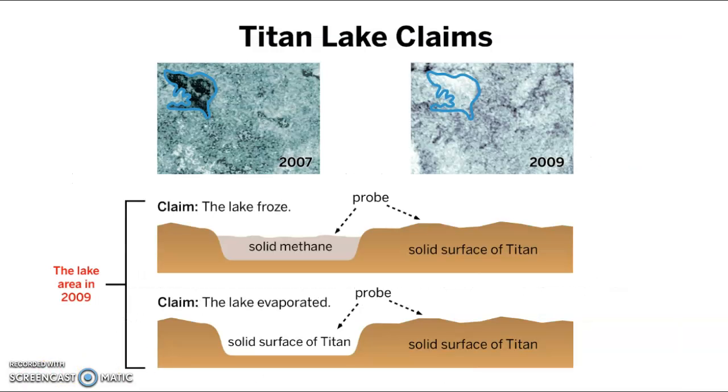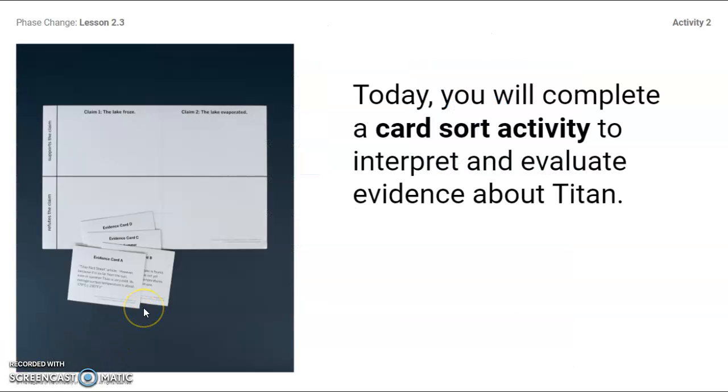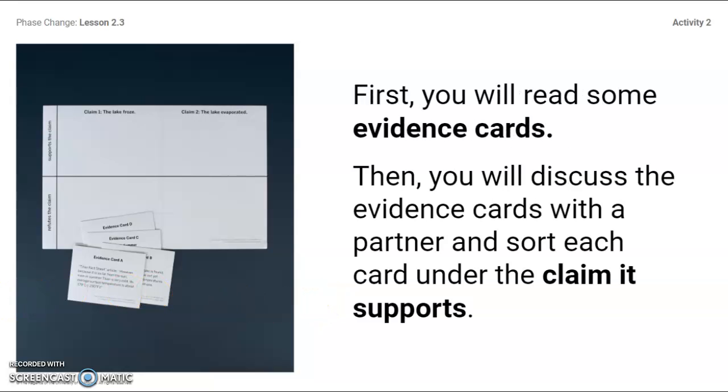We've been learning about phase changes, energy, and molecules in part so that we can determine which of these two claims best explains what happened on Titan: either the lake froze or the lake evaporated. So today you're going to complete a card sort activity to interpret and evaluate the evidence about Titan. First you need to read some evidence cards. Then you're going to discuss the evidence cards with a partner and sort each one under whether it supports the claim or refutes the claim.